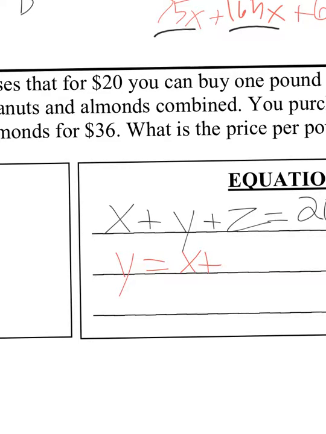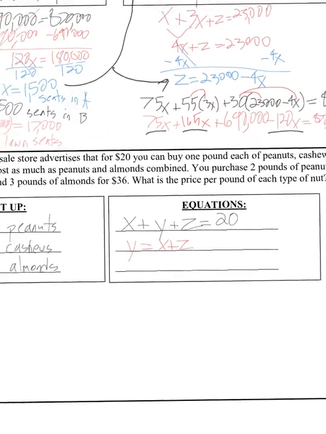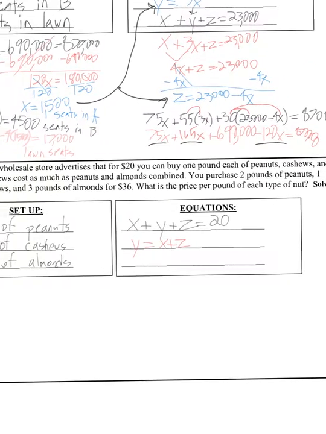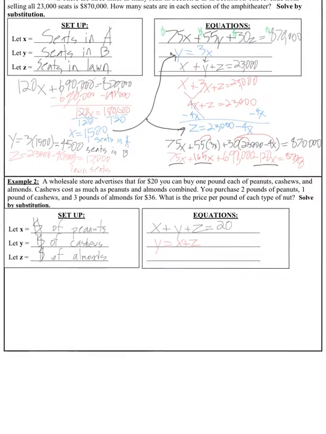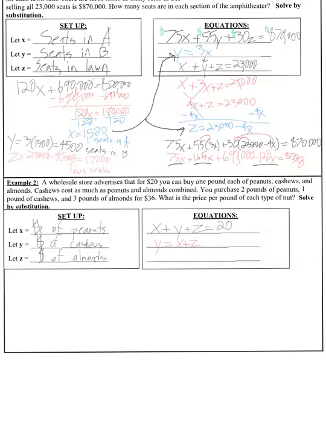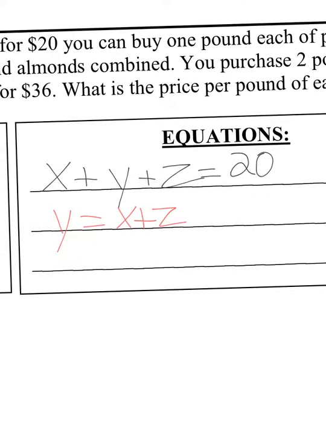So x plus z. And then the third sentence says you purchase 2 pounds of peanuts, 1 pound of cashews, and 3 pounds of almonds for $36. So that's 2x plus 1y and plus 3z equals 36. Sorry about that background noise.